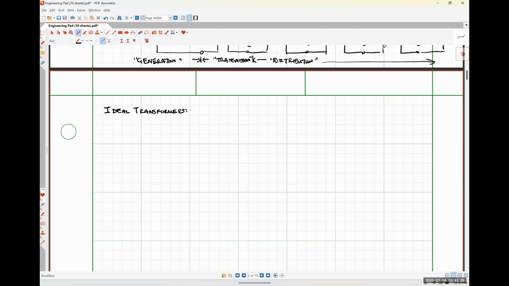So I'm going to draw a simple circuit here. And I'm going to draw out the transformer as a physical structure instead of a circuit element for right now. So here is my core.